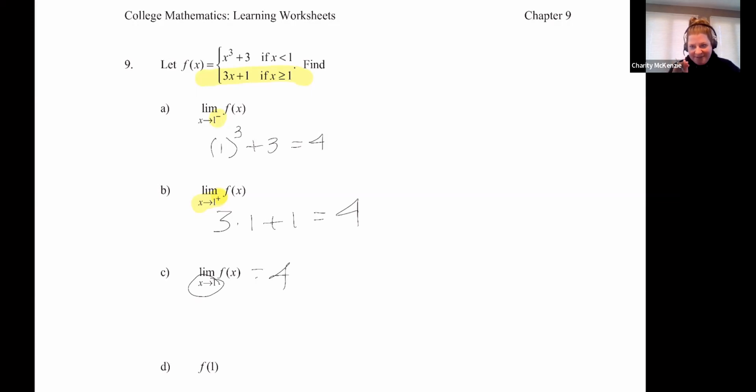So I looked at the left, I looked at the right. That's definitely important when we get to the asymptotes, because the left and right are very different, and you could see where this would be helpful.